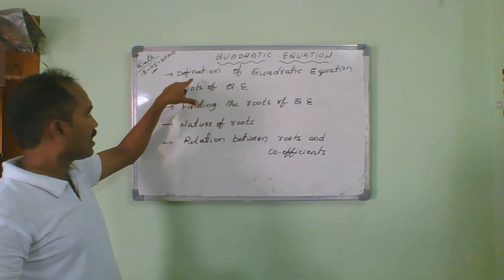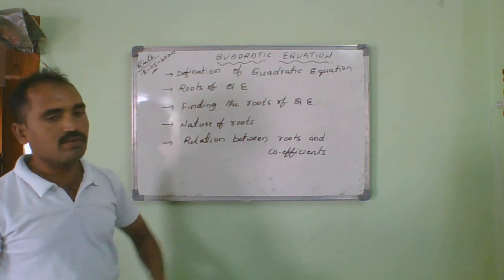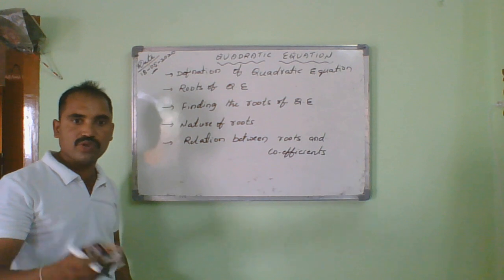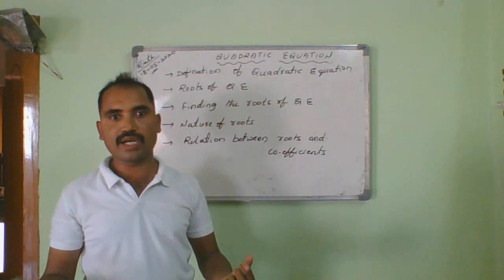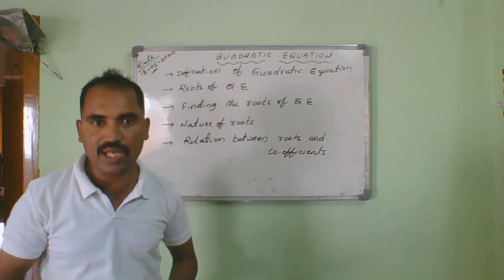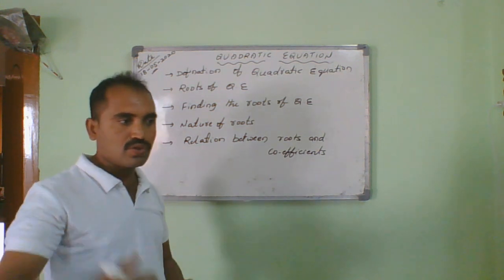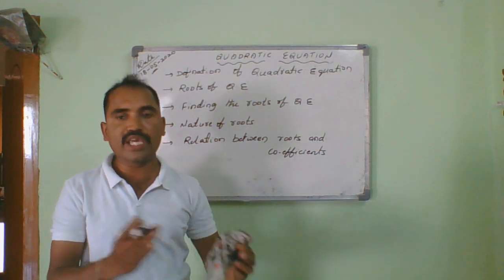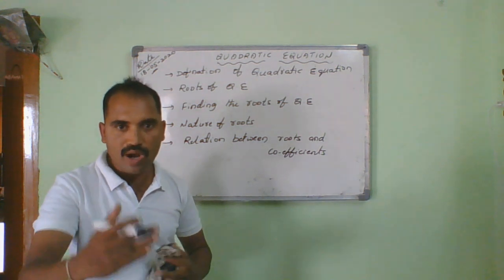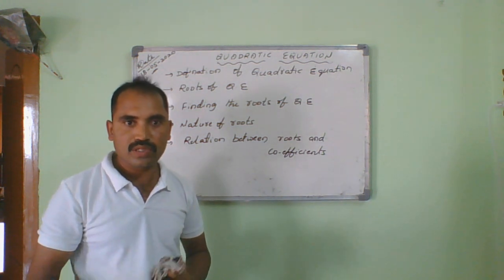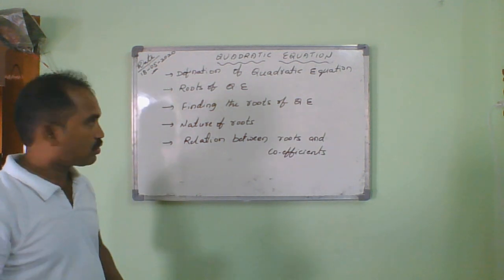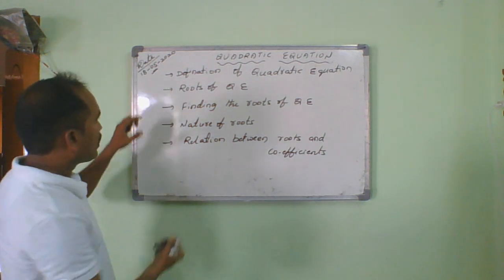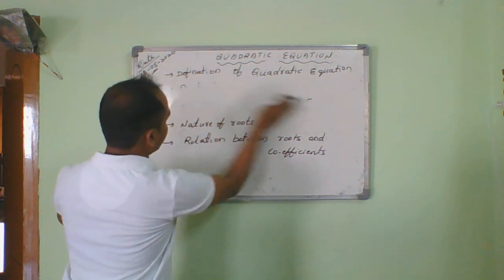In this one, let us discuss the definition of quadratic equation, because most of the students are confused about what kind of form we call a quadratic equation. Most of the students are confused about the equation and the polynomial. I'll give you a demonstration and information in this video, so let us discuss the definition of quadratic equation.